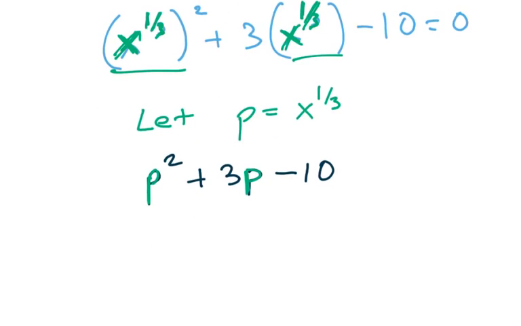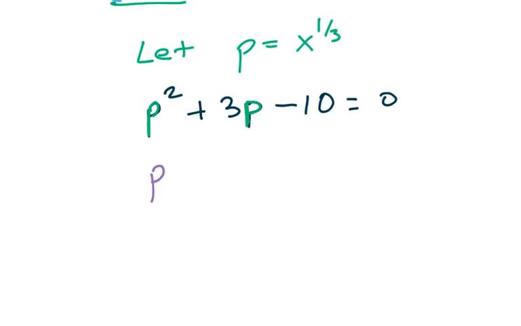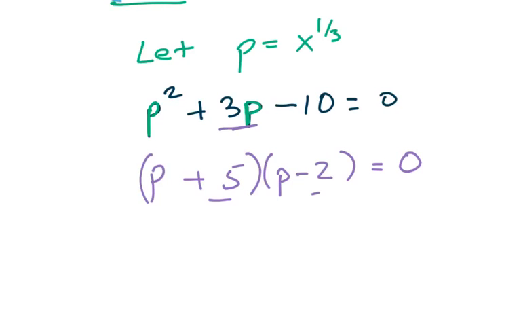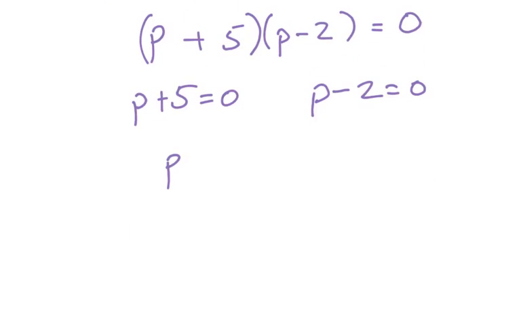Again, both of these x to the 1/3 are now p. Okay? And the reason we do this is because p squared plus 3p minus 10 is fairly easy to factor. We know that p times p is p squared, 5 times 2 is 10, and if you put a plus and a minus, you get 3. So note 5 minus 2 gives me the 3p. Okay, so we factored it out. We set each part equal to 0, and then we solve. So we get p equals -5 and p equals 2.